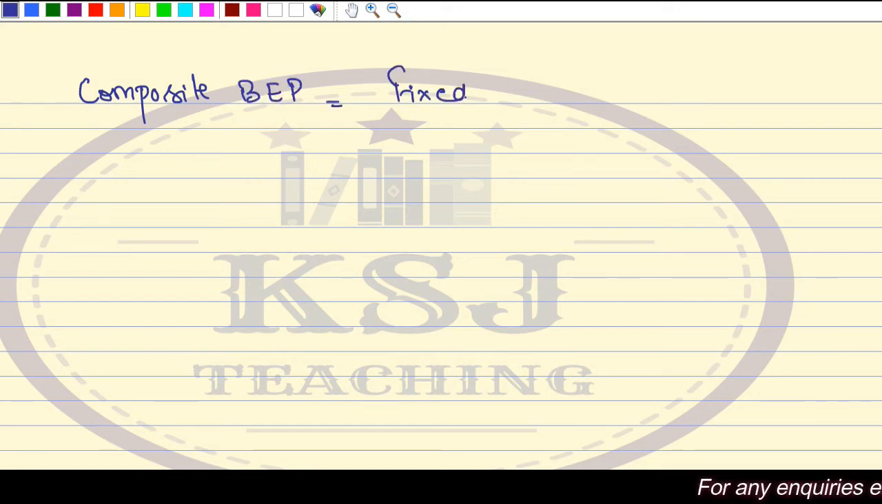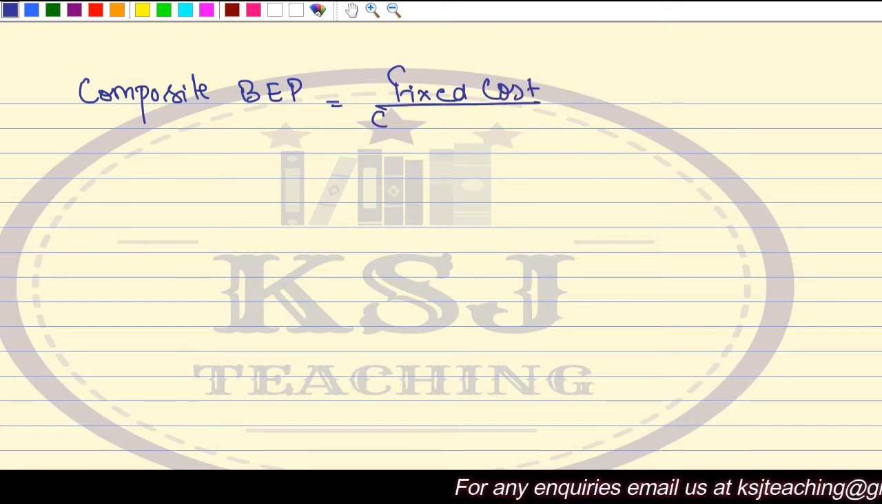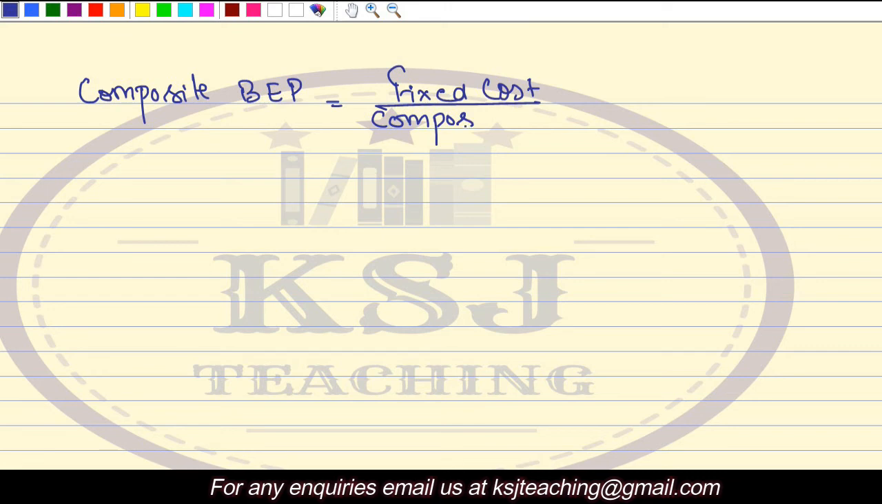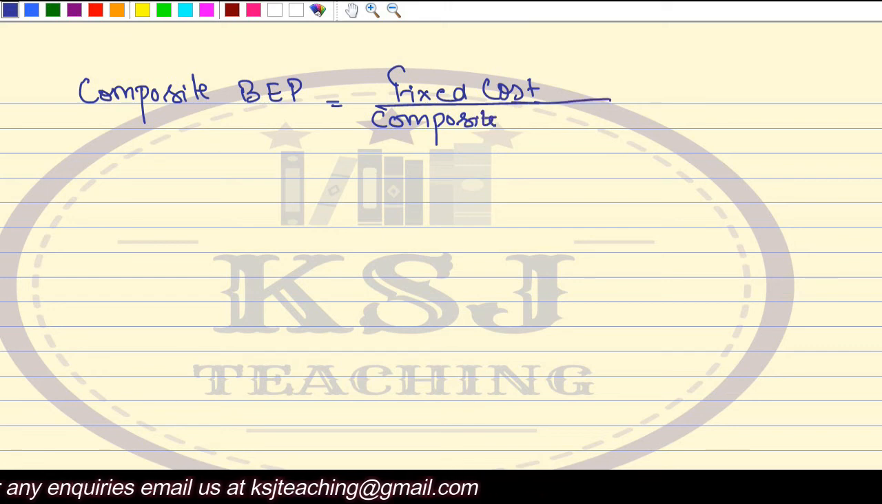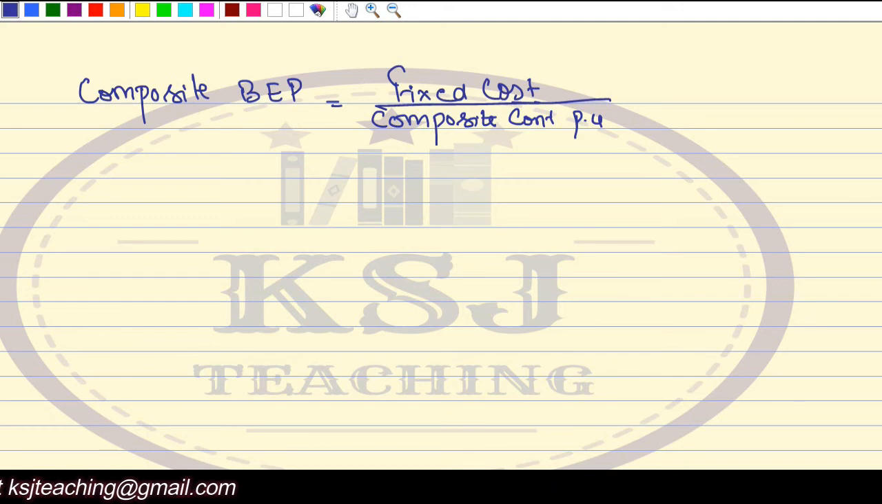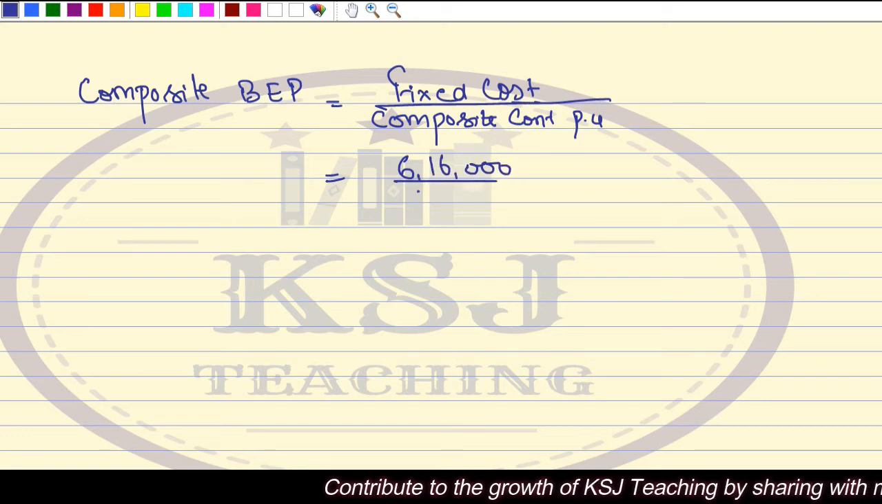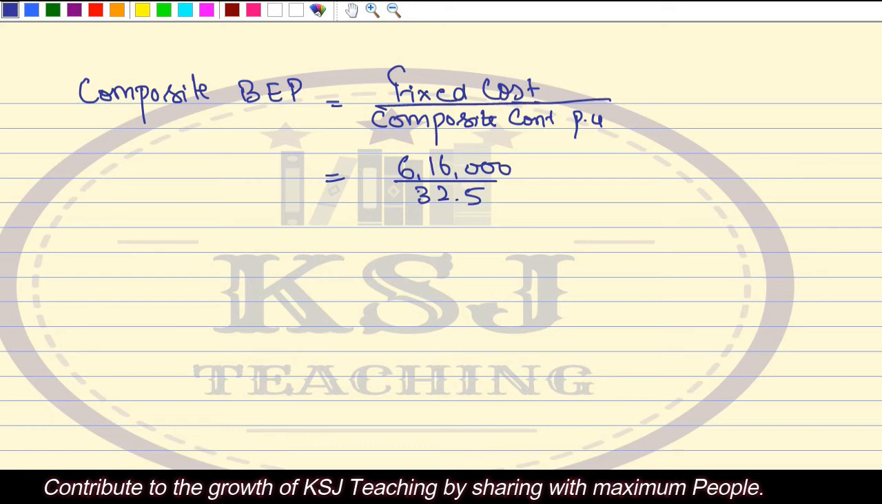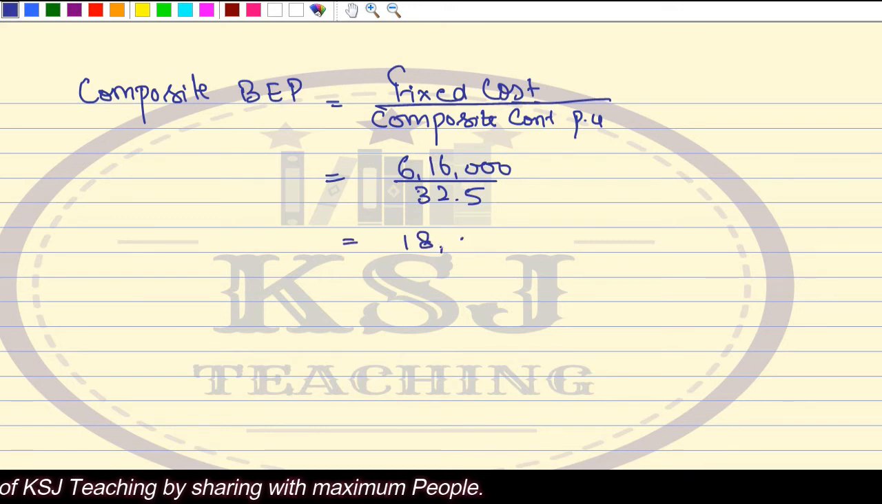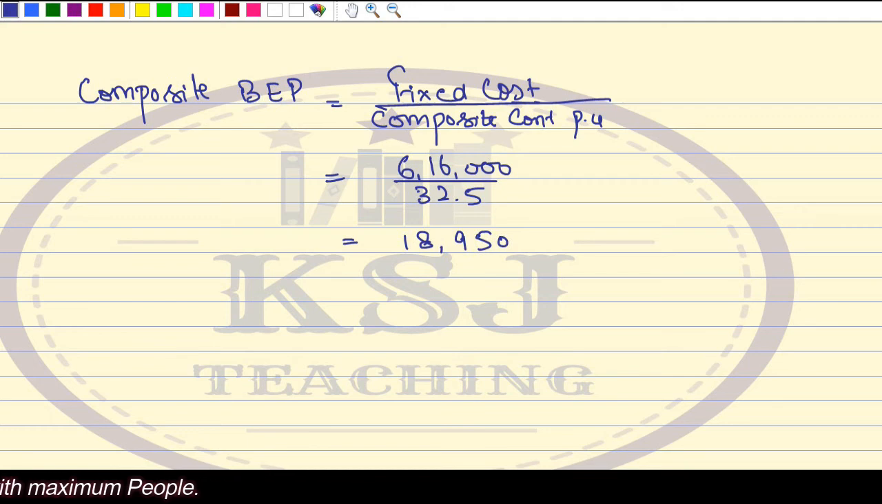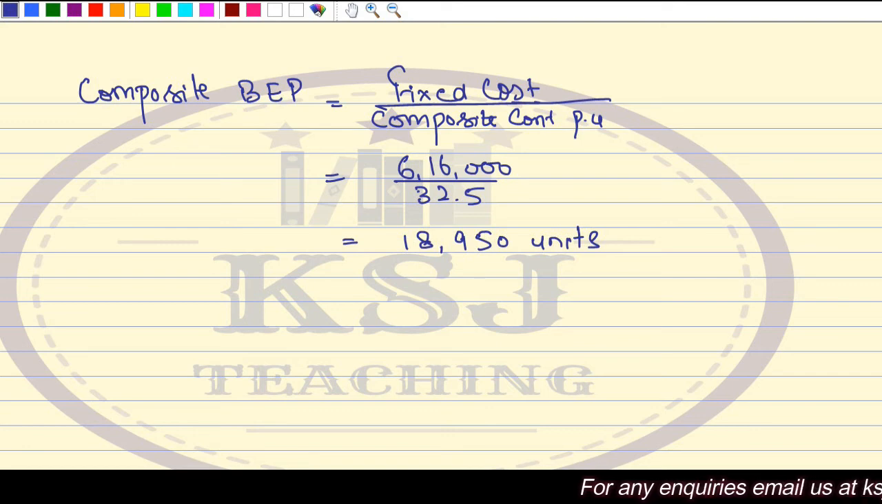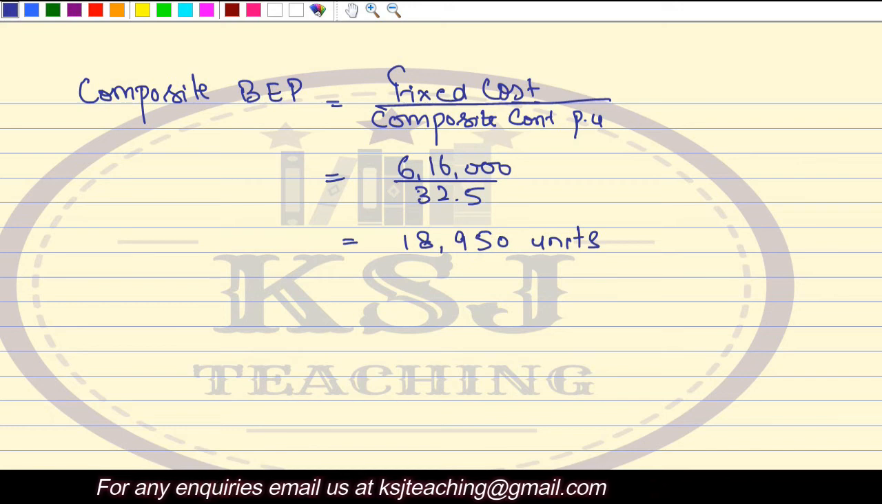Fixed cost divided by composite contribution per unit, right? So fixed cost is 6,16,000 divided by composite contribution, which is 32.5. So this comes out to 18,950 units, rounded off. It will be something like 18,953 point something. Now this is the total break-even point, but the question is asking to calculate the break-even point for A and B.